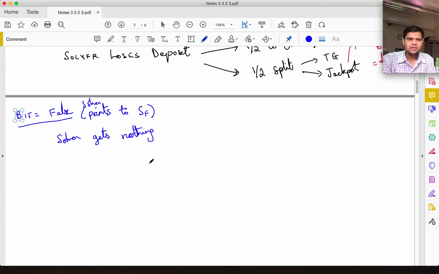And why is this done? Well, because the solver knows what the bit is. He knows before anybody else, before the challengers come into the picture. The solver knows that the bit is false. So the solver is expected to be a challenger.